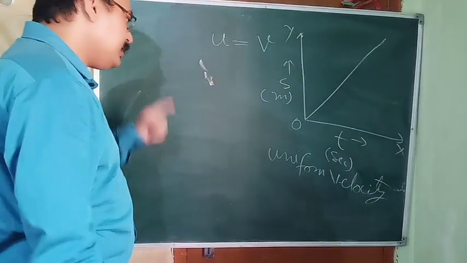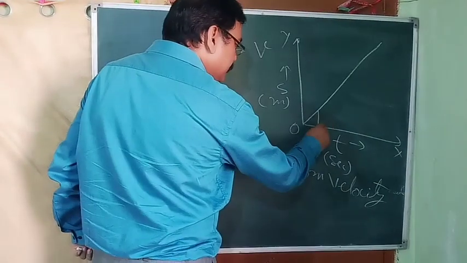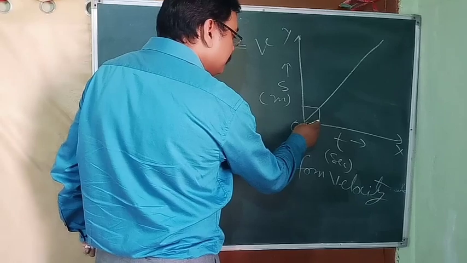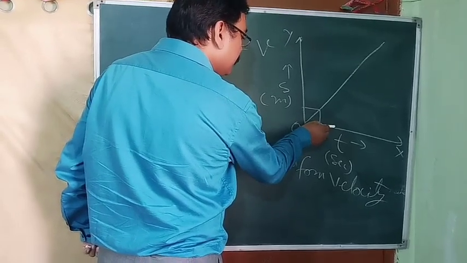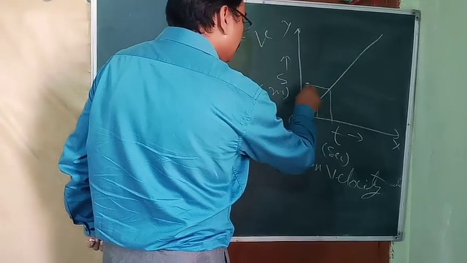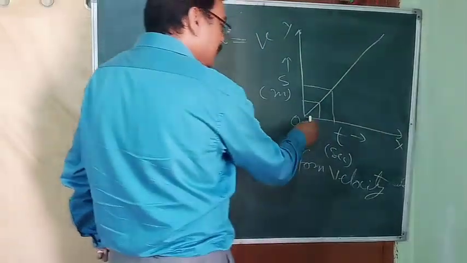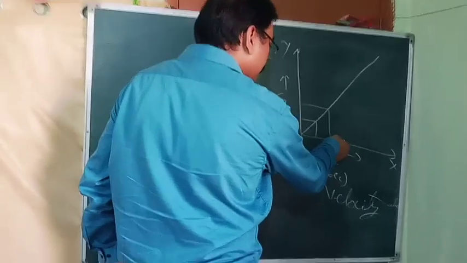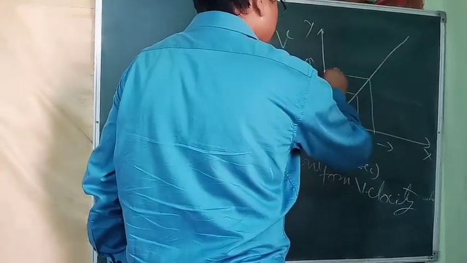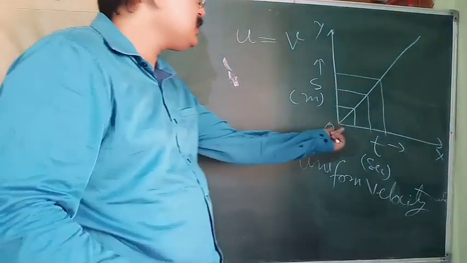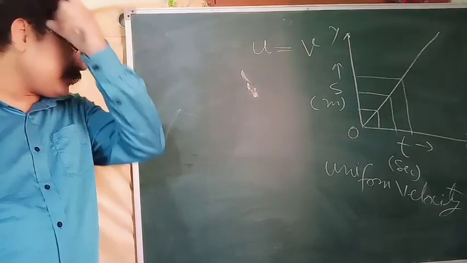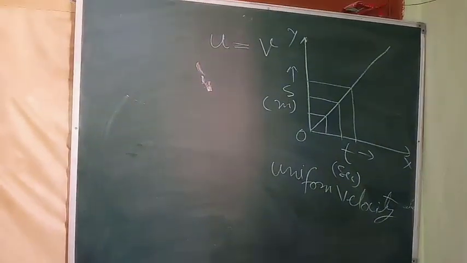See, if you take a certain time, in this much of time the displacement covered is this much. You take an equal time, suppose this much equal time, and again you join like this. You will find again equal displacement is covered. Again you take equal time, and you will find equal displacement is covered. So in each equal interval of time we found equal displacement is covered. So this is the graph for uniform velocity.